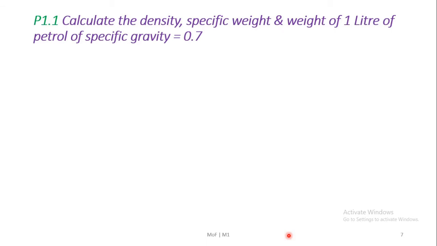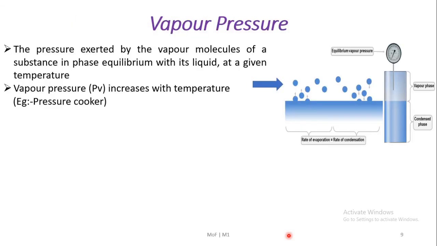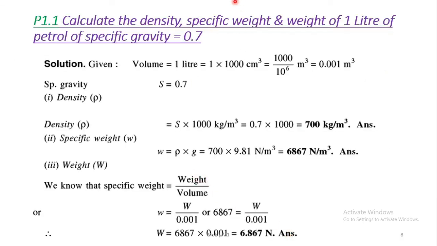Let's solve a problem. Calculate the density, specific weight, and the weight of 1 liter of petrol of specific gravity 0.7. Here the volume is given as 1 liter, and we know 1000 liters is equal to 1 cubic meter. So 1 liter is equal to 0.001 cubic meter. The specific gravity is given as 0.7. Density is specific gravity into 1000. That will give you 700 kilograms per cubic meter.